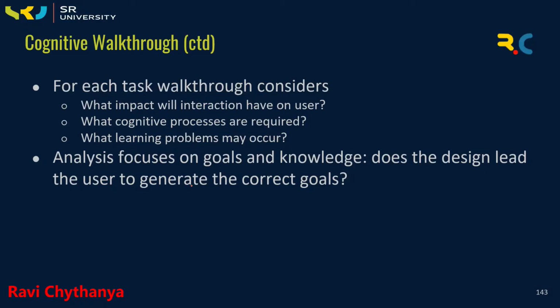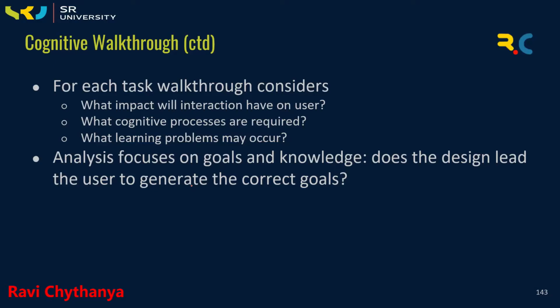Does the design lead the user to generate the correct goals or not? The goals are nothing but, if I'm developing an application for a specific person, for a specific purpose, whether that person's purpose has been achieved by the design or not is going to be decided, or analyzed, through the cognitive walkthrough.